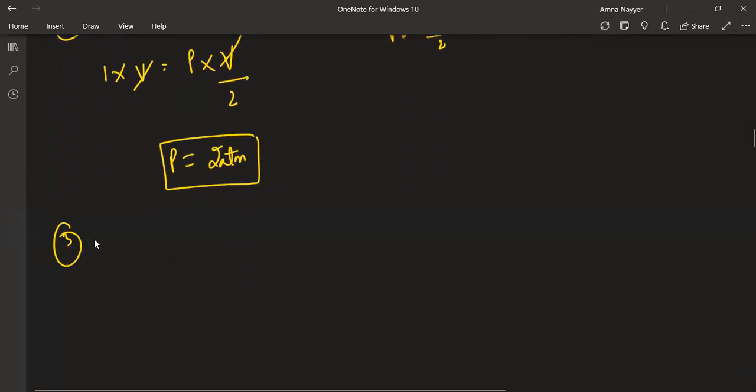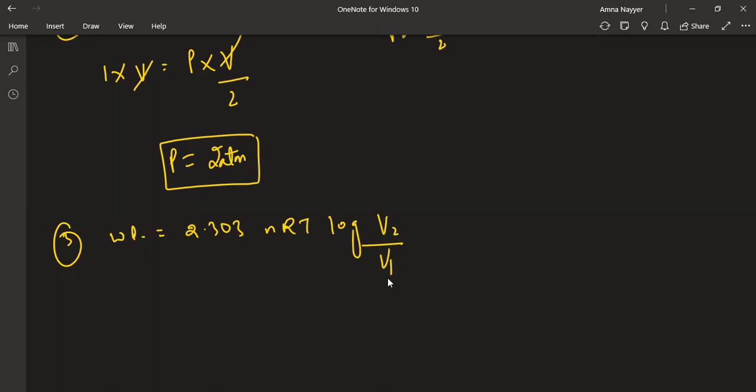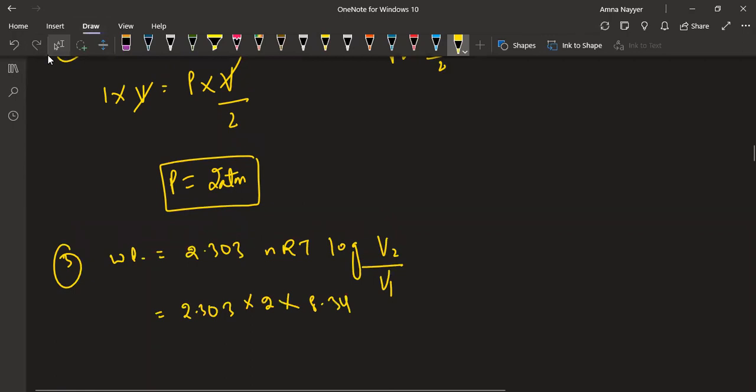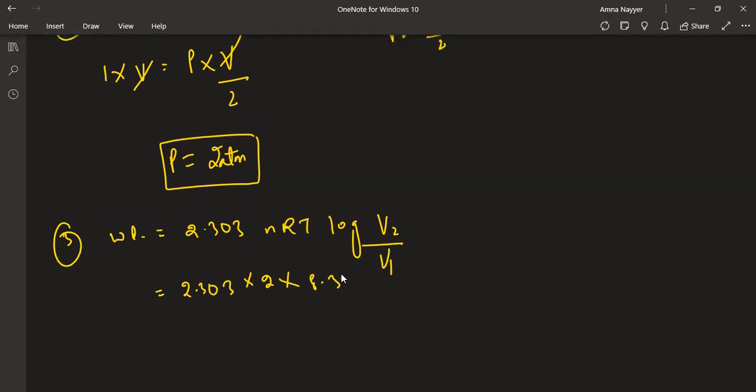Lastly, you have to find out the work done. So you will use the formula 2.303 nRT log V2 by V1. So this will be equal to 2.303, number of moles is 2, the constant's value is 8.314, temperature is 300, log V, and V by 2 is the final volume and the initial is V. So this becomes log half.